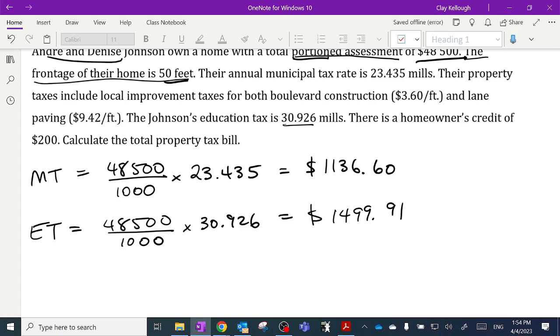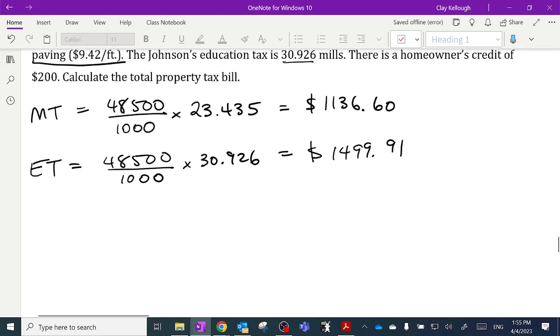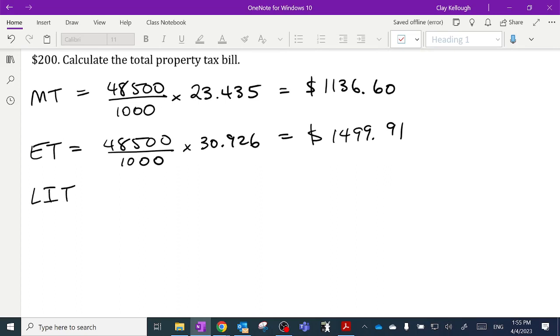Okay, now read the rest of the problem. Their property includes local improvement taxes for boulevard construction. This is Transcona, they're filling in the ditches. And lane paving. Anybody still got a gravel back lane? No, there's still some neighborhoods in the city like that. Yeah, gravel front lane. Okay. Well, someday they might decide to pave it, in which case they're going to hit you with a local improvement tax. So, local improvement tax, LIT.